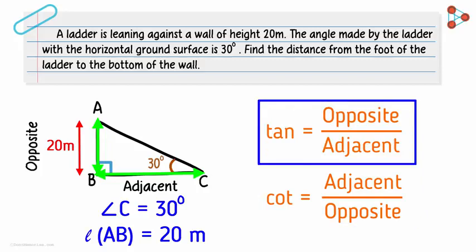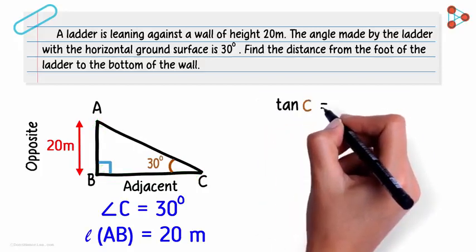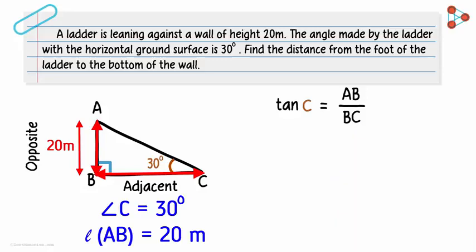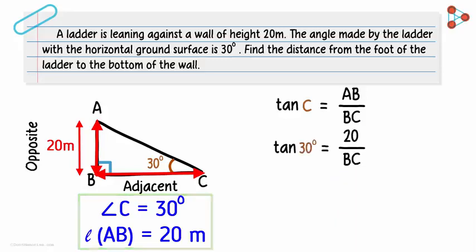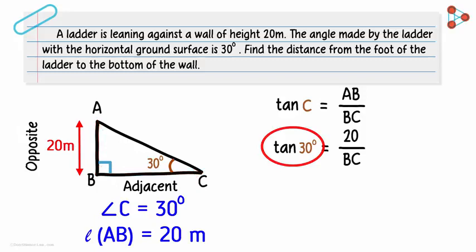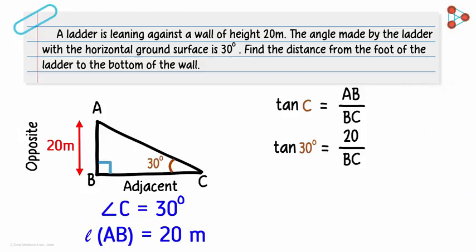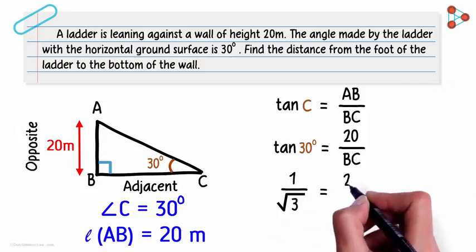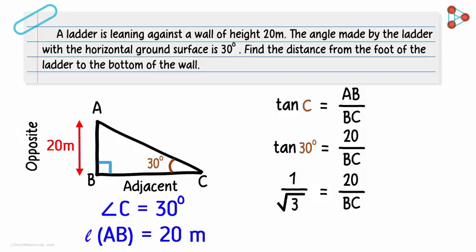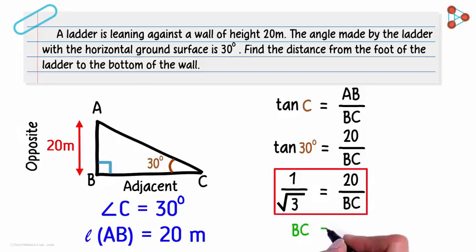Let's go with tan here. We see that tan C is AB over BC. Now all we need to do is substitute the given parameters. What is tan of 30 degrees? If we remember from this table, tan 30 is 1 over root 3. We get 1 over root 3 equal to 20 over BC. Solving this further, we get BC as 20 times root 3.